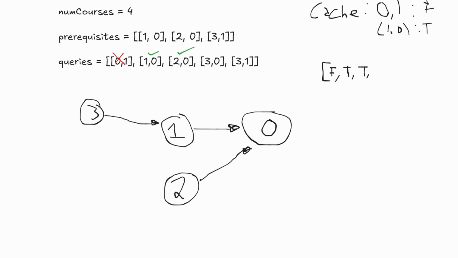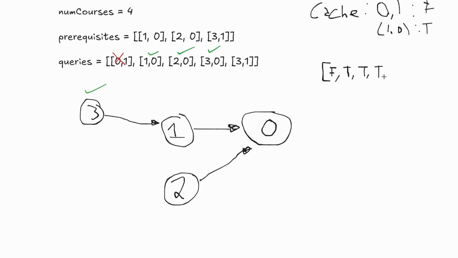We know 2, 0 is true. So here we're going to say, okay, we're going to see the prerequisites of 1, and we're going to say, is 1 a prerequisite of that target 0? We look at 1 and we know that it's true from our cache. So we know that 3 is a prerequisite of 0, but it's an indirect prerequisite of 0. Because when we go from 3, we look at 3's prerequisite. So we see that 3's prerequisite is course 1, and course 1 has a direct prerequisite to course 0. So that makes 3 an indirect prerequisite to course 0, as stated in our example.